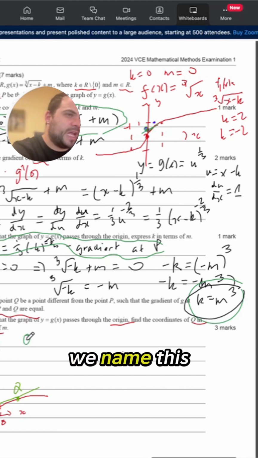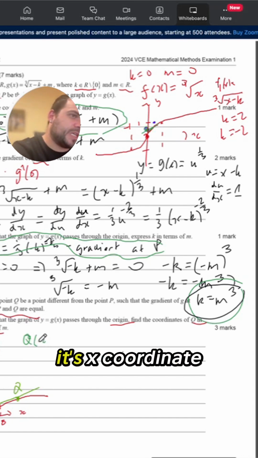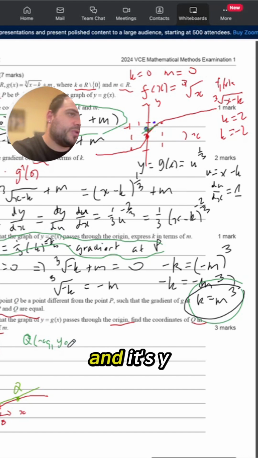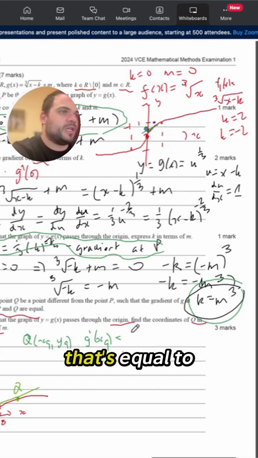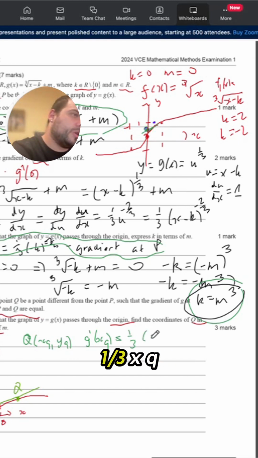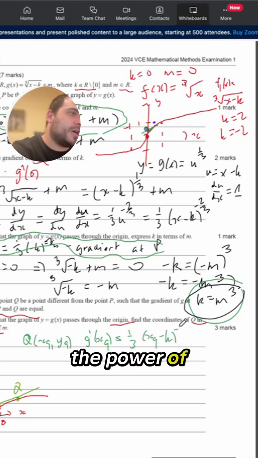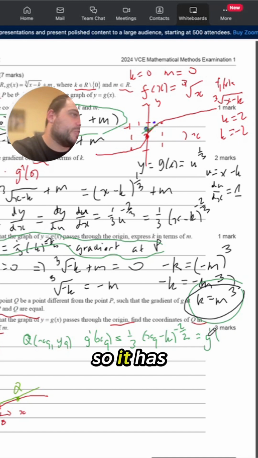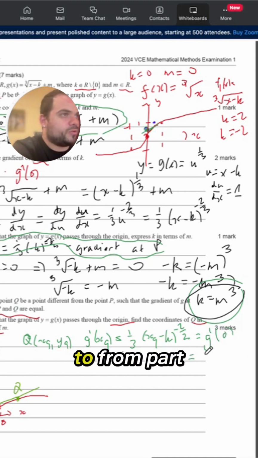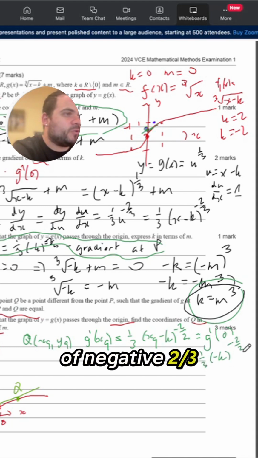If we name this point Q, so we say its x coordinate is xq and its y coordinate is yq, then we have the derivative at the point Q, which is d dash of xq. That's equal to 1/3 (xq minus k) to the power of negative 2/3. And then that's equal to the derivative at P, but P is the y-axis intercept, so it has an x coordinate of 0, so that's equal to d dash of 0. And this is equal to, from part B again, 1/3 (negative k) to the power of negative 2/3.